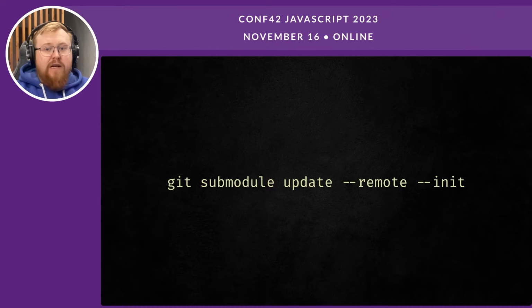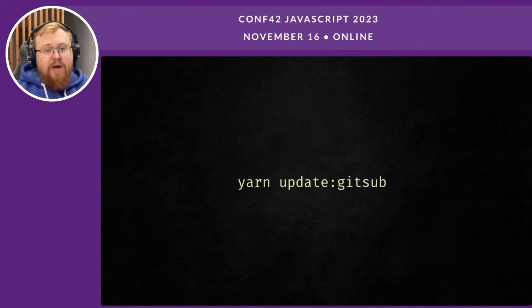To make the submodule files appear under its name, you need to fetch them. You need to run the command git submodule update --remote --init, and then wrap it in npm scripts, for example, to make it easier to use in local development or CI pipeline. For example, in our company we have such a script, yarn update gitsub. And that's it. Now we have a directory in the project that leads to another repository.